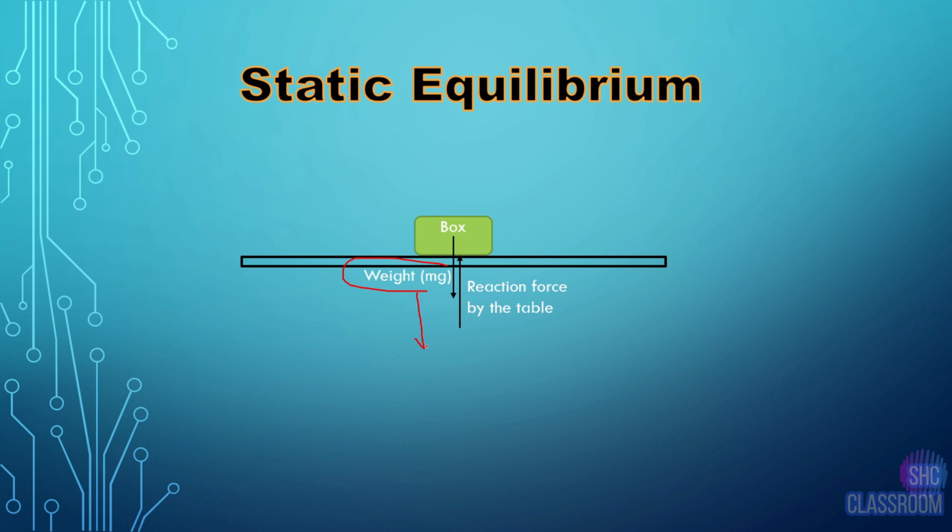Suppose a box is kept on a table and is at rest. We can say that the box is in static equilibrium because the resultant force is zero, as its weight gets cancelled with the reaction force provided by the table.